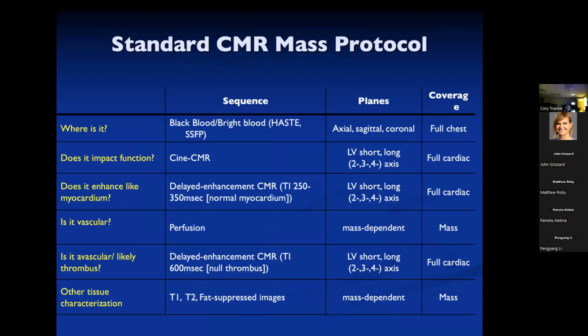Okay, so just think of it this way. Your standard CMR protocol is designed to answer a series of questions. Where is it? You find it based on the localizers many times. Does it impact function? That's what the cine MRs are for. Does it enhance like normal myocardium? Is it more or less vascular? That's helpful with the delayed enhancement sequences as well as the perfusion sequences. Is it a thrombus? Usually those long TI single shot images will help with that. And you can do other tissue characterization as needed using T1 and T2 and fat suppressed images.